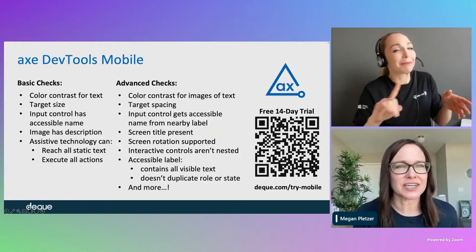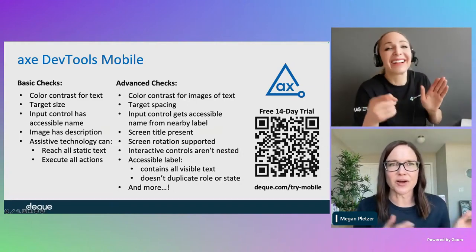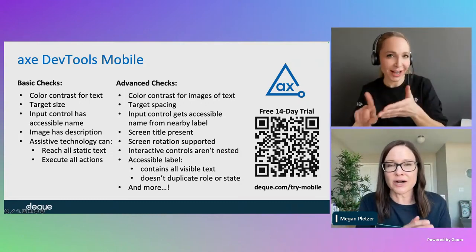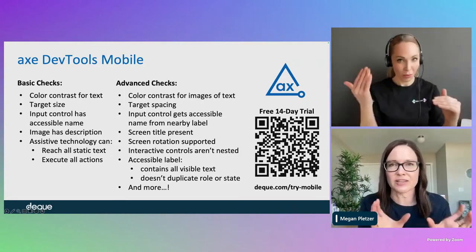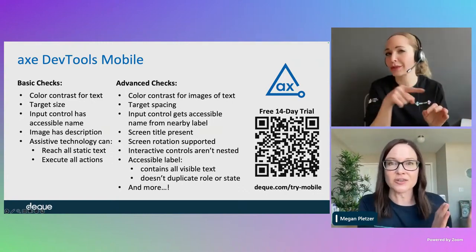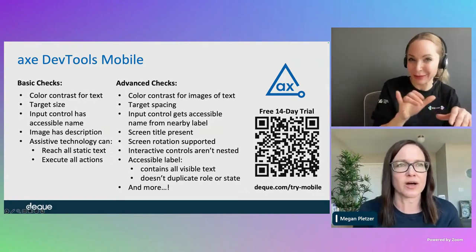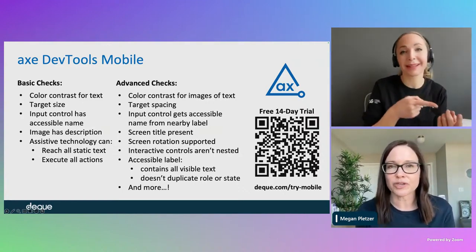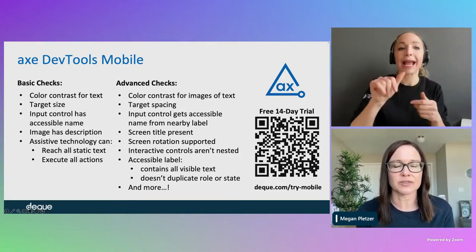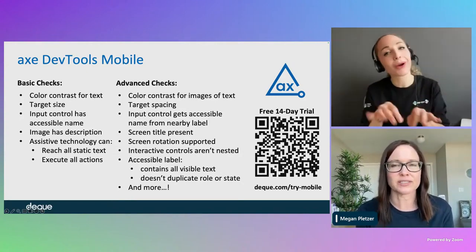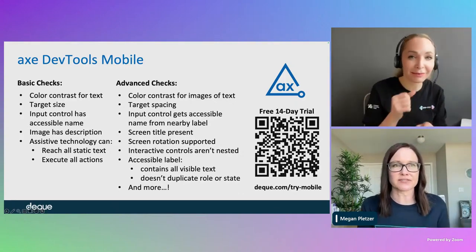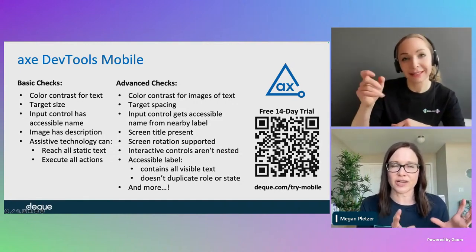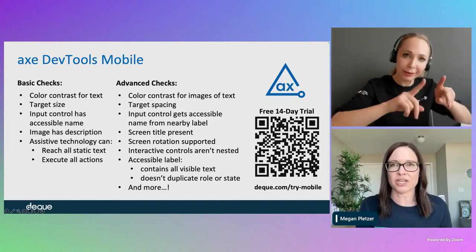I do have a list here that talks about some of the basic checks that we run, as well as some of the more advanced checks. I've broken it up that way because there's a lot of good free tools out there that do these basic checks as well. So I wanted to clearly identify where Axe does those checks, and then we also have some more advanced checks. But color contrast is a big one, target size, making sure that any input control, so any form element, has an accessible name, images have descriptions, and really ensuring that if you're using assistive technology, it can get to all the static text and execute all of the actions. So those are the basic core accessibility checks that we do.